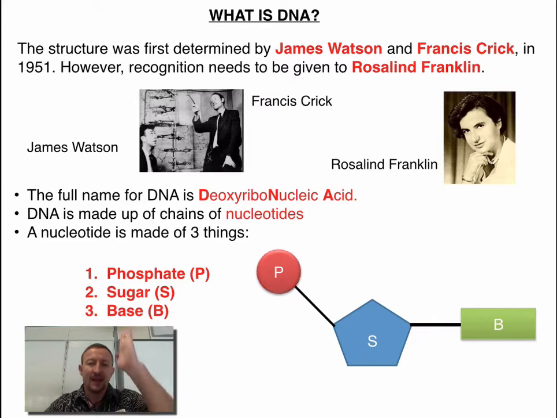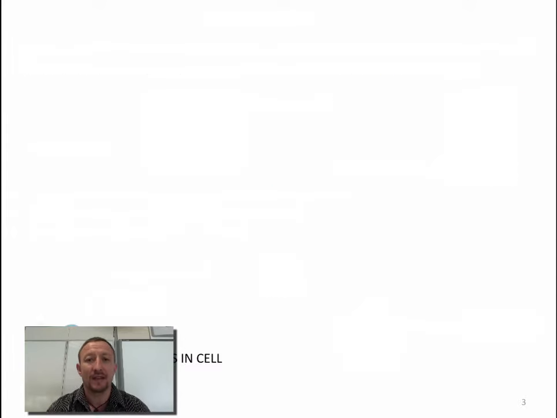Basically, the phosphate is the outside part of the ladder, and the rung is made up of the sugar and the base joined together. And right in the middle, you then have another strand of DNA where you've got the two bases joined together, then the sugar, then the phosphate. So let's have a look at that and see how it all pulls together.